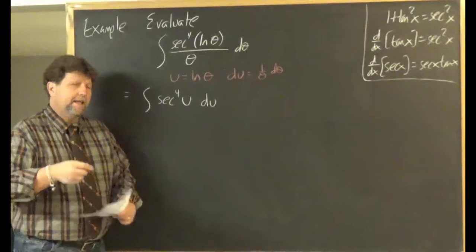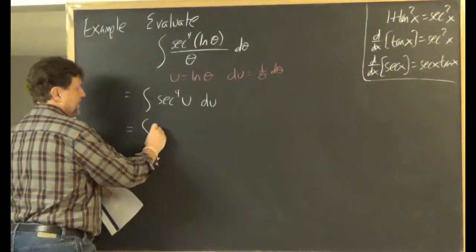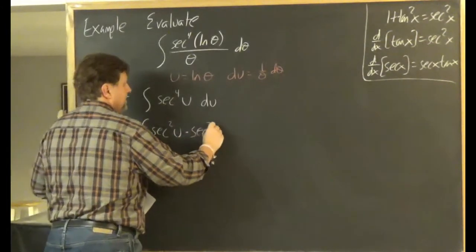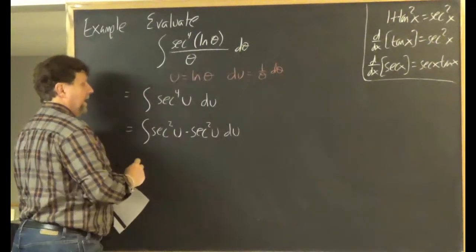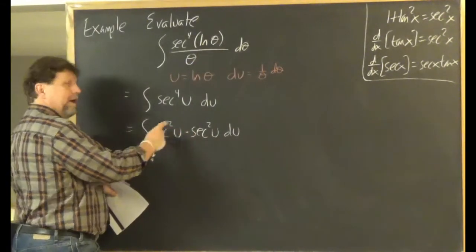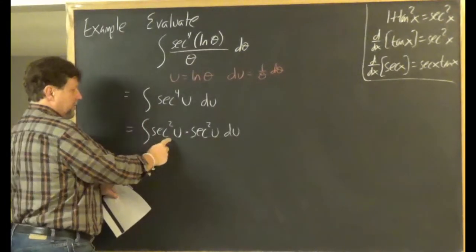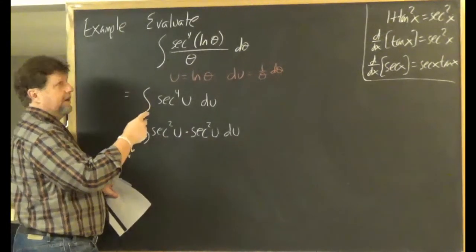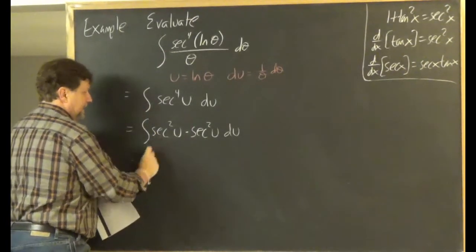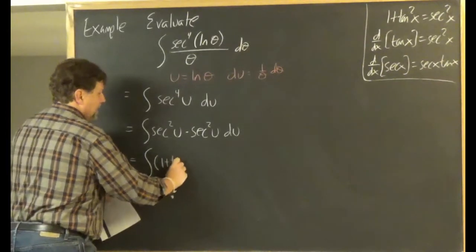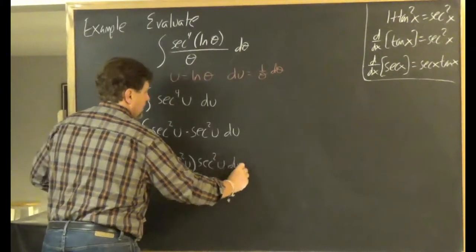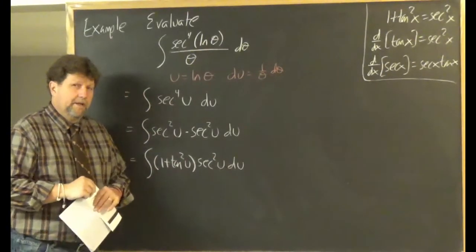Well, maybe I should rewrite secant to the 4th. Let me put this step in here, of secant squared u times secant squared u. I could turn one of those secant squared u's, I'll turn this one, into 1 plus tangent squared u. And that's using a Pythagorean identity. So let me rewrite this secant squared u as 1 plus tangent squared u. And hopefully you see why I want to do that.